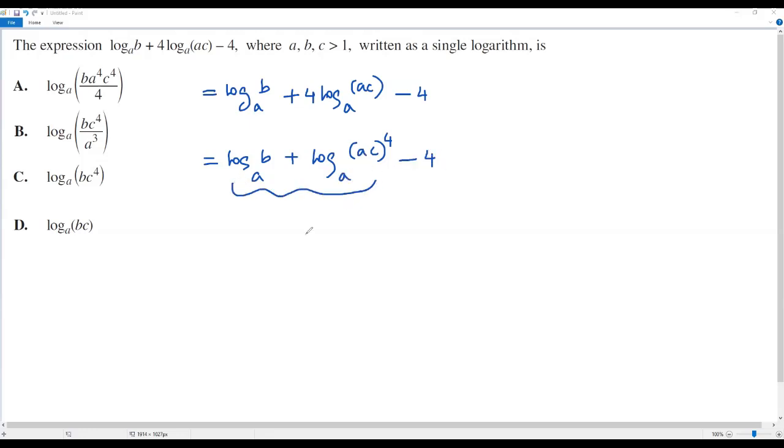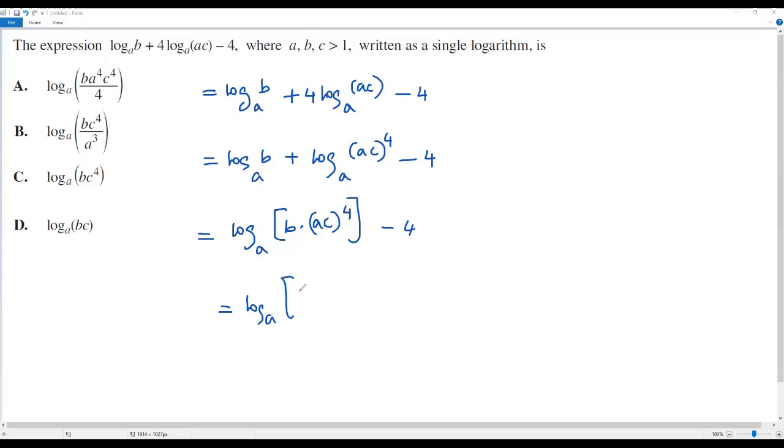Here the two logarithms are in addition with the same base a. I can use the product rule. Whenever two logarithms are in addition with the same base, we can write one logarithm with the same base and multiply the arguments. That is b times ac to the 4th power negative 4. Let's simplify. Here a and c are multiplied and we have the common exponent 4. Whenever two values are multiplied and we have a common exponent, we can distribute the exponent to each value. Then I'll get a to the 4th power times c to the 4th power negative 4.